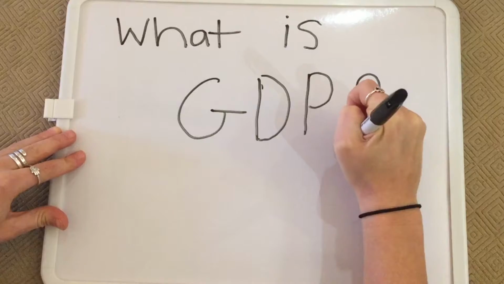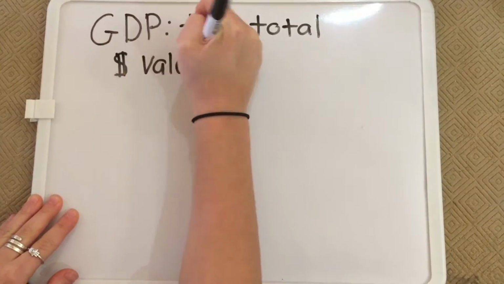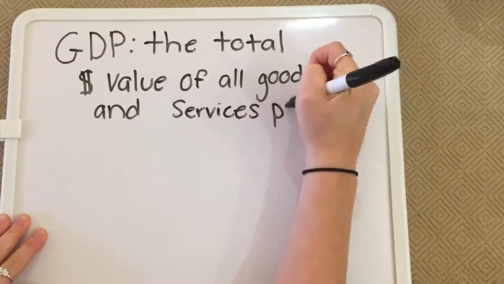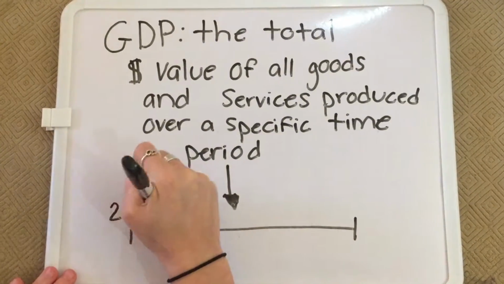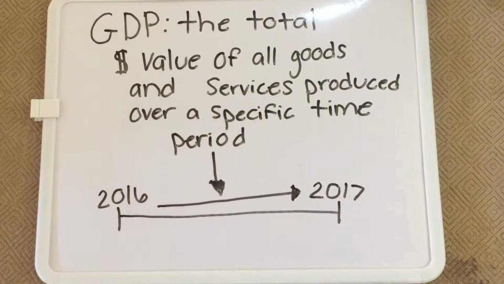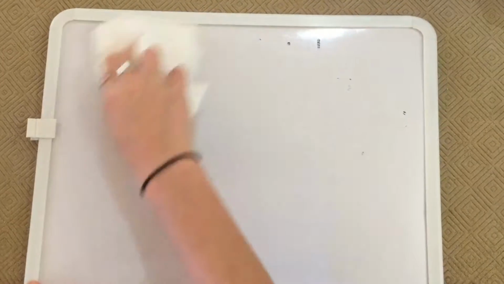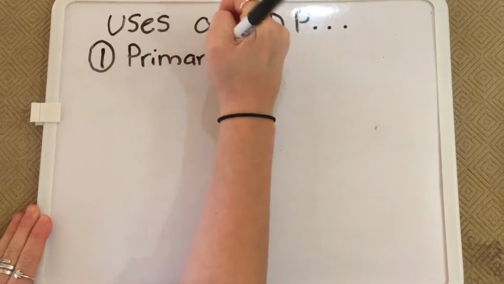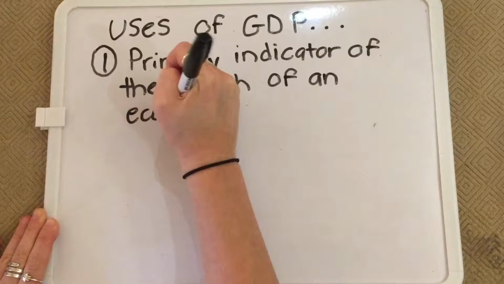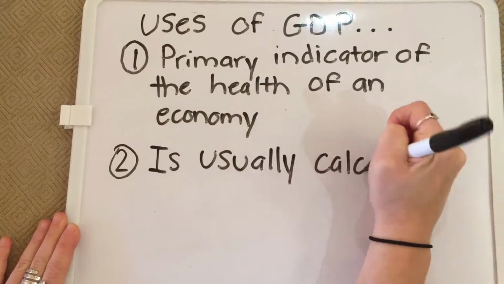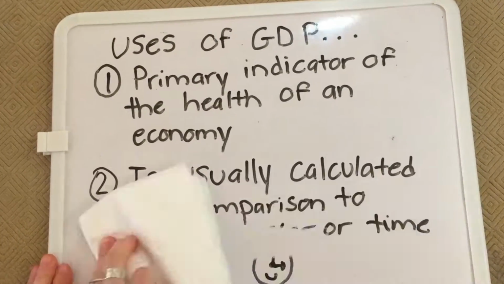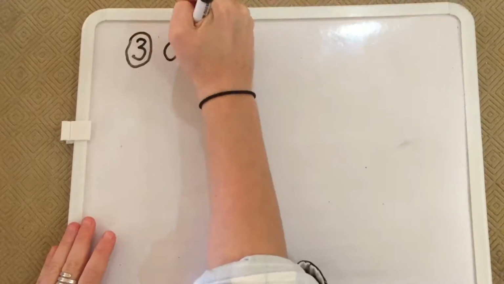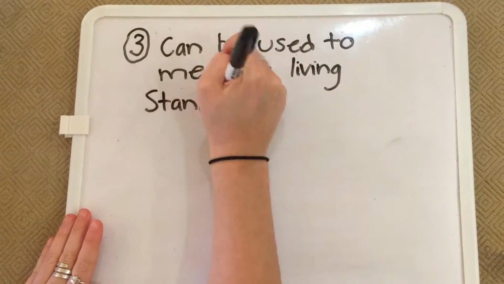So what is GDP? GDP is the total dollar value of all goods and services produced over a specific time period. GDP has many uses. It is a primary indicator of the health of an economy. GDP is usually calculated in comparison to a previous quarter or time period. It can be used to measure living standards based on the strength of the economy.